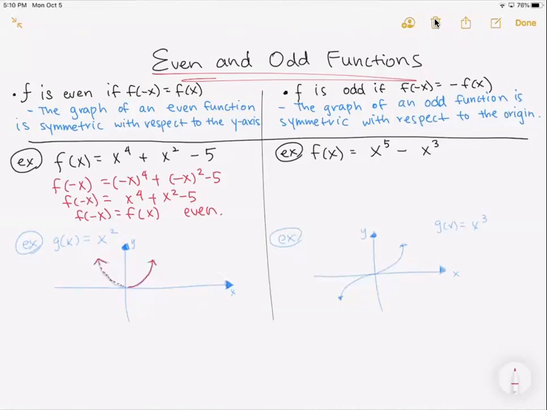Now let's look at odd. f is odd if f of negative x equals negative times f of x. So for our example, we want something like negative times x to the 5 minus x cubed. Or you distribute your negatives, then you get negative x to the 5th plus x cubed, then we know that it's called an odd function. So let's substitute, replace our x with negative x.